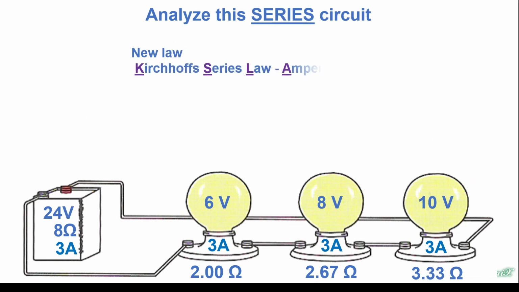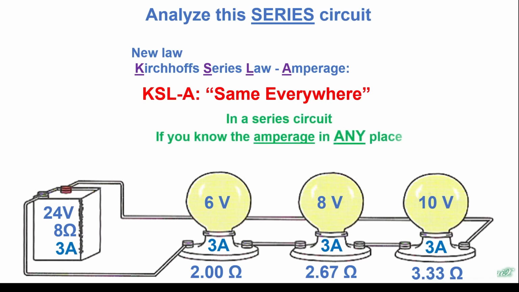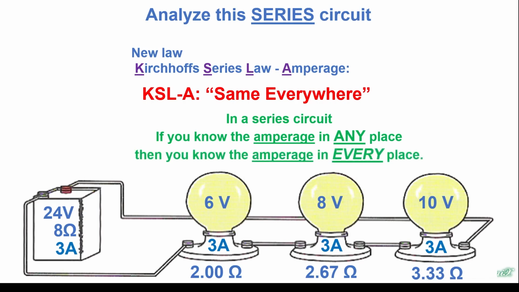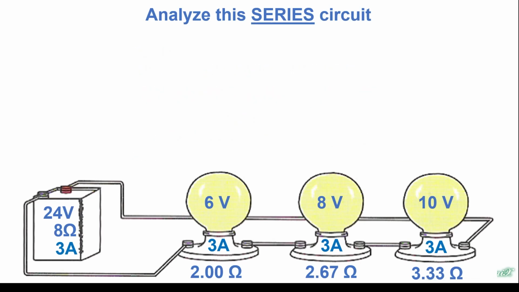Well, the new law, Kirchhoff's series law, amps: it's the same everywhere. If you know the amps in any one place in a series circuit, you know the amps in every place. So you can find it anywhere you want. Once you know the amps flowing in one place, then it's the same as the amps flowing in every place.